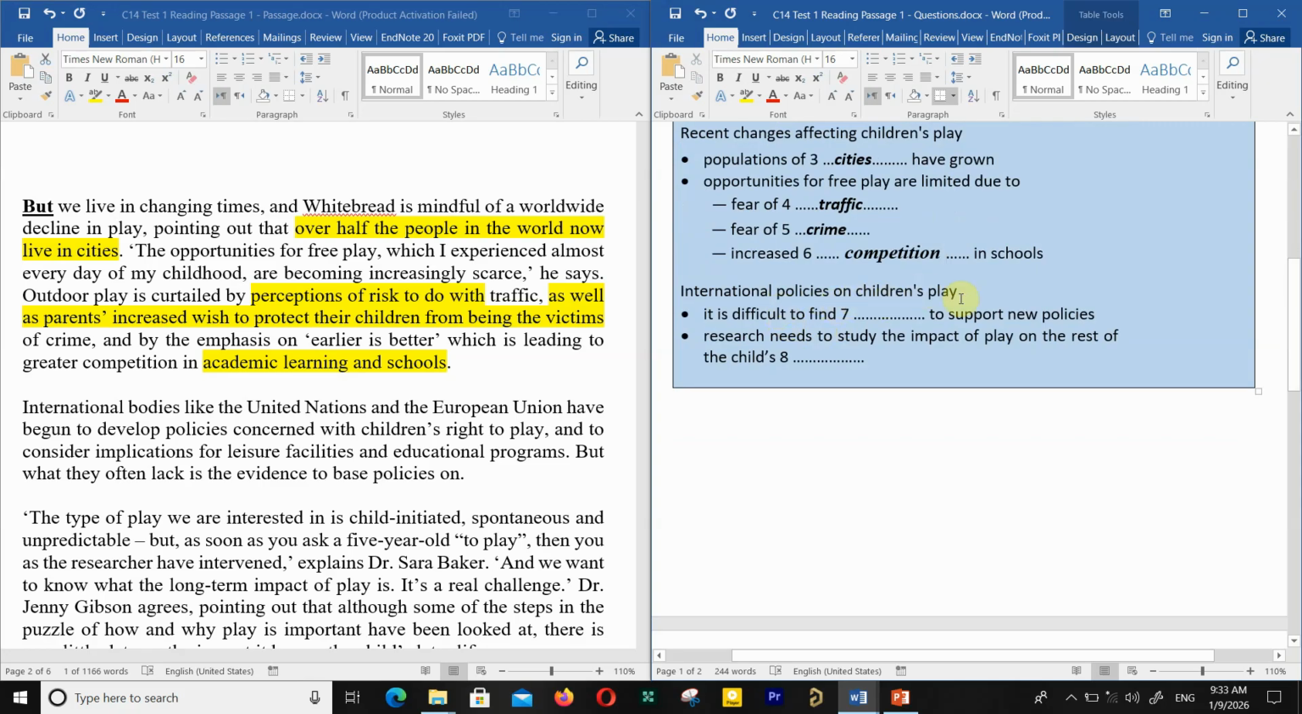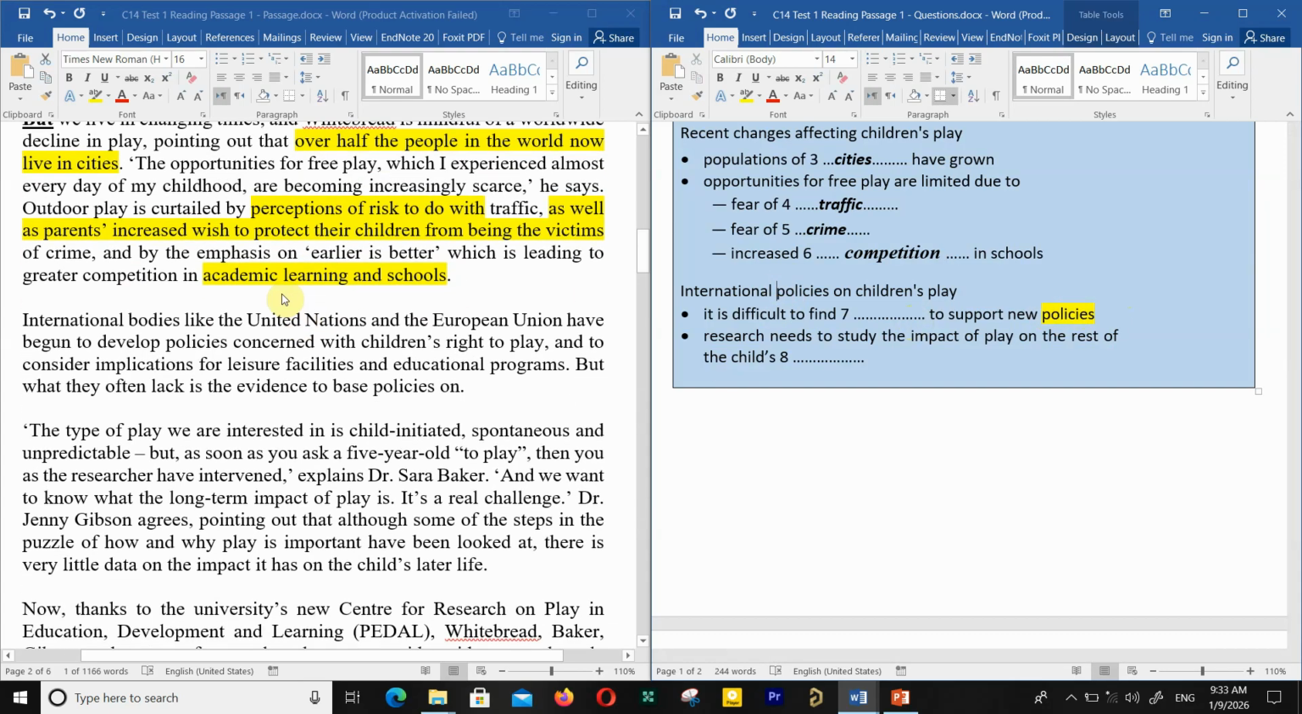International policies on children's play. It is difficult to find what to support new policies. It's better to look for policies where it is here, based policies on. Maybe start with the sentence, but again, our crucial word in IELTS exam, but what they often lack is the evidence to base policies on. What they often lack, so they find it is difficult to find.